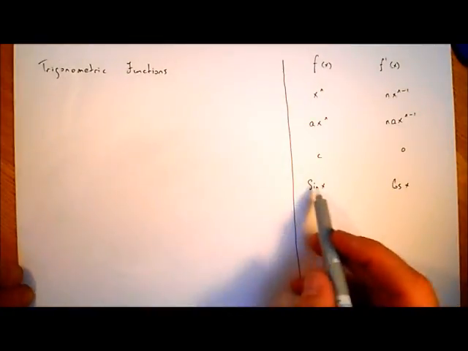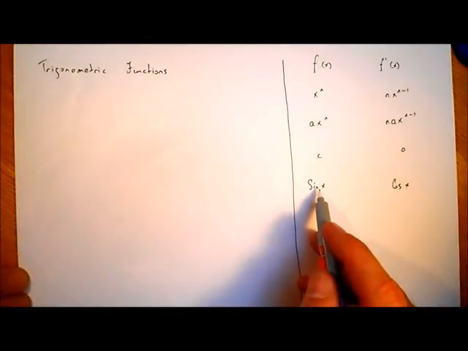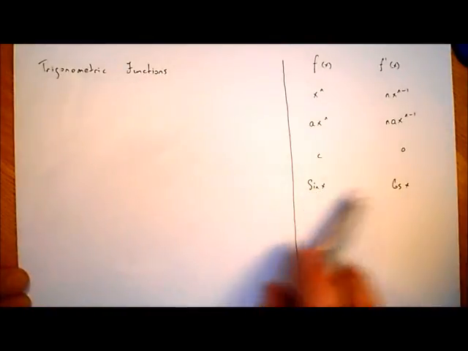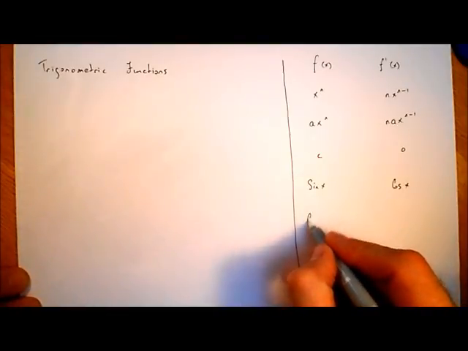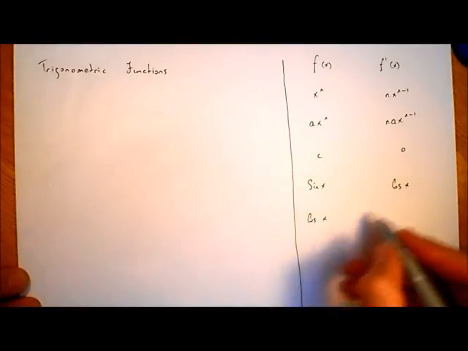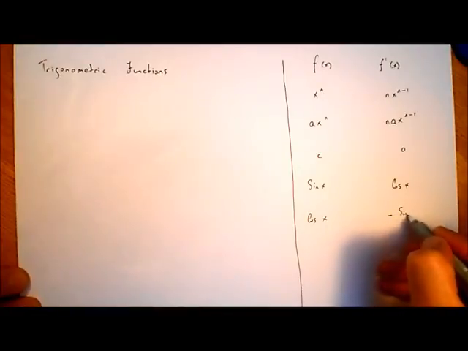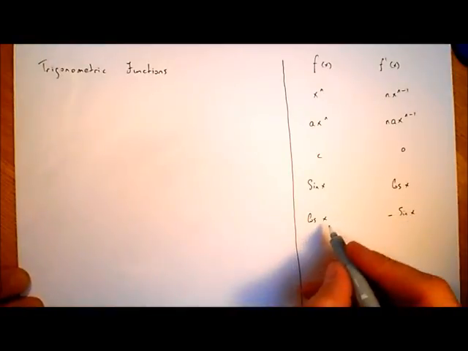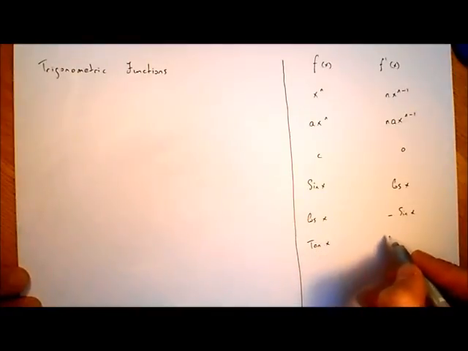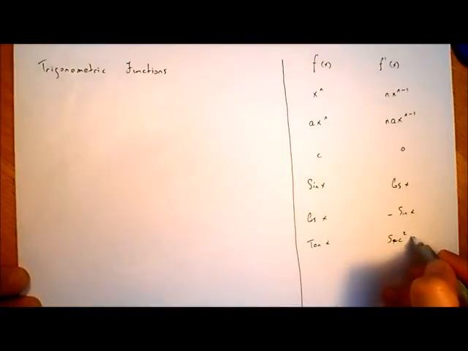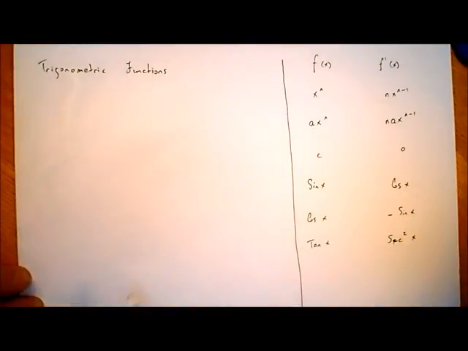So it's fairly straightforward. You could do this by first principles, differentiate sine x by first principles, and you will get cos x. If we have a function f of x equals cos x, well, cos x differentiates to give us minus sine x. And the third one that we're going to look at is tan x, and tan x differentiates to give us sec squared x. I'll explain this in a minute. Okay, so these are very, very straightforward.